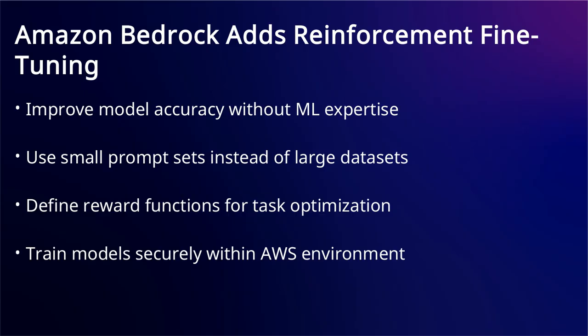The feature allows you to define reward functions for both objective and subjective task optimization, tailoring models to your specific use cases. Additionally, you can train models securely within the AWS environment, ensuring data privacy and compliance. This automated, accessible approach to model customization enables you to achieve higher accuracy with smaller, more cost-effective model variants.